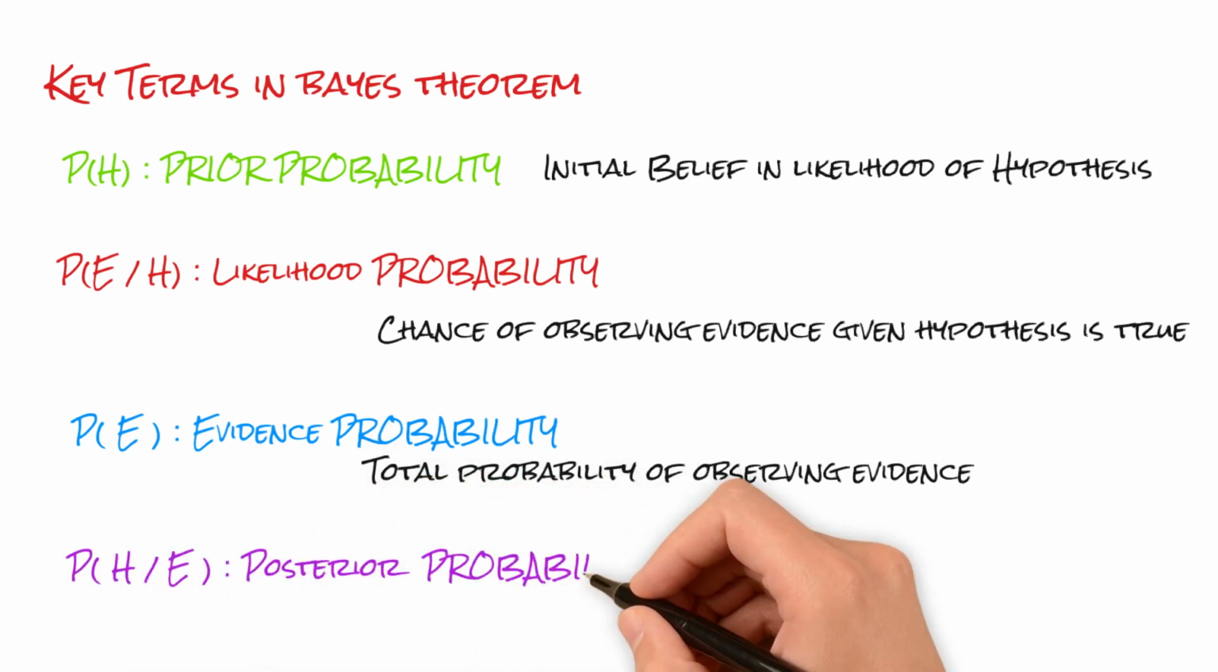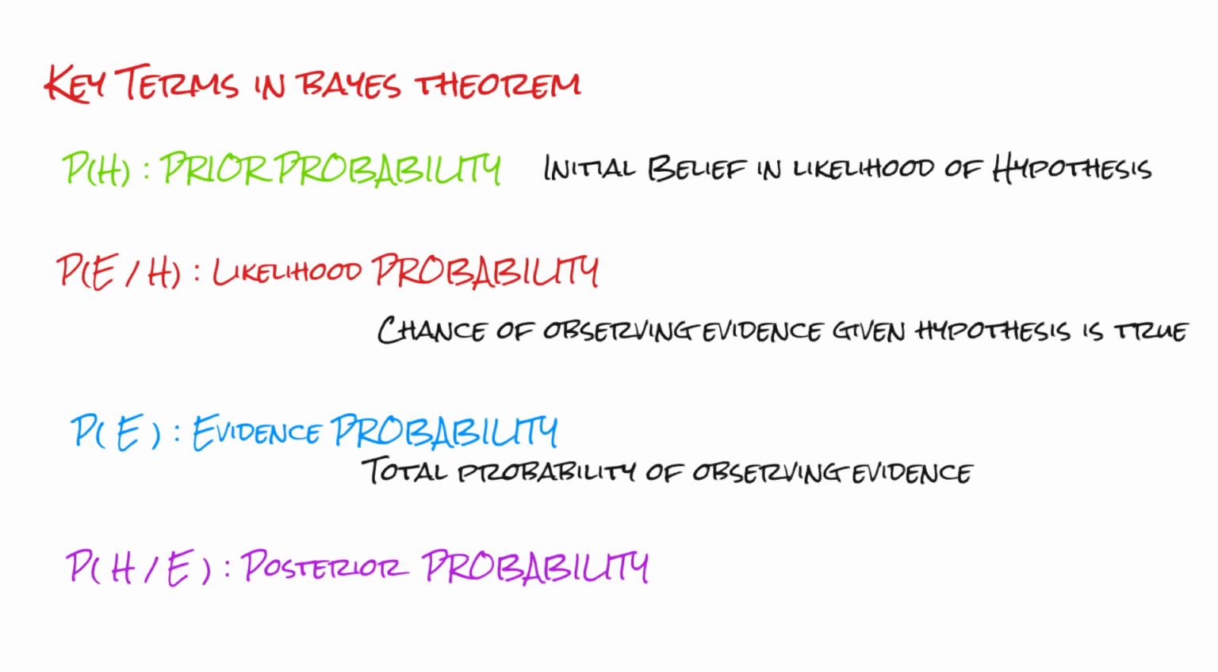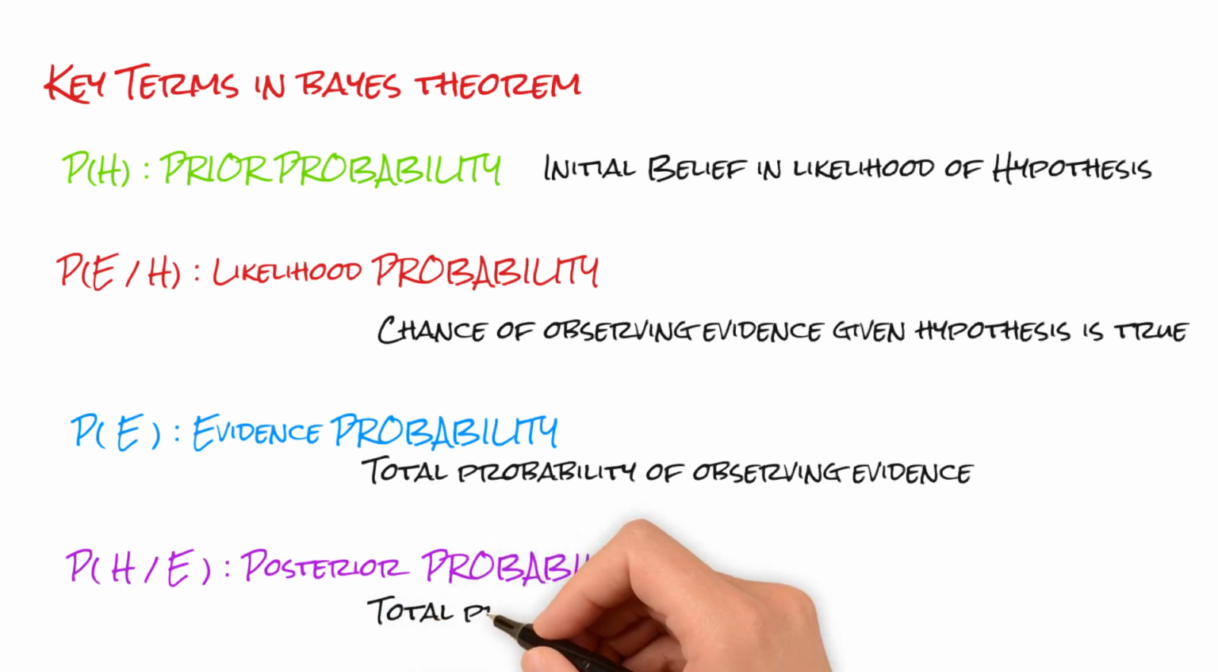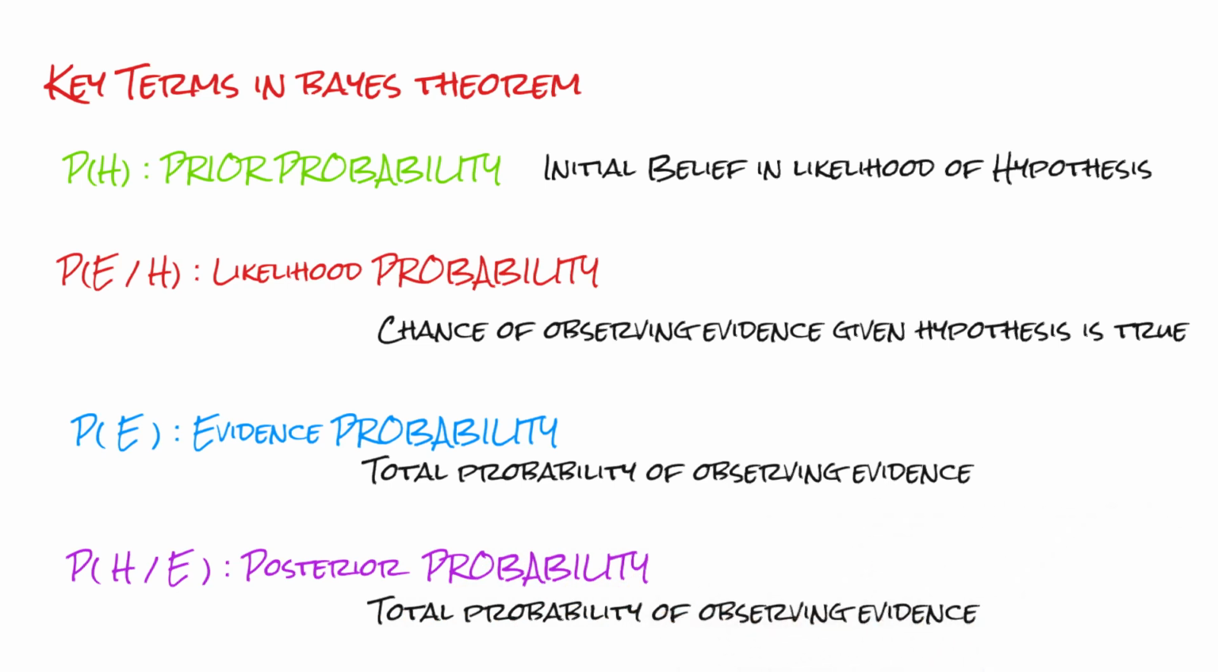Then we have posterior probability. This is the magic number, the updated belief. It's the probability that the hypothesis is true, given the observed evidence. Bayes' theorem calculates this using the prior probability, likelihood probability, and evidence probability.